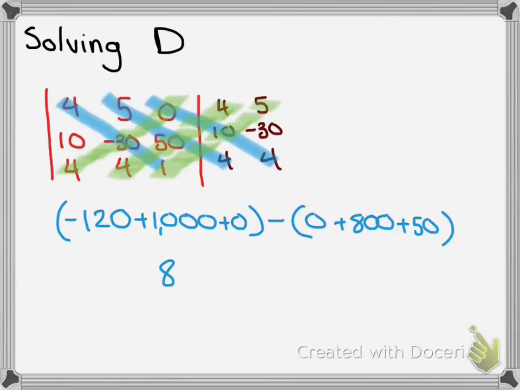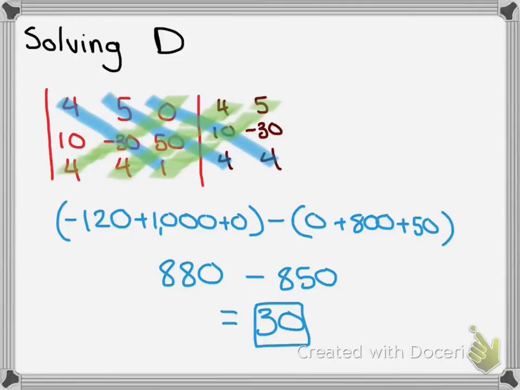Here now we solve. So -120 plus 1,000 plus 0 is 880. And now we have to solve for the other side. So 0 plus 800 plus 50 is 850. So now we subtract 880 minus 850, which means the answer for determinant D is 30.